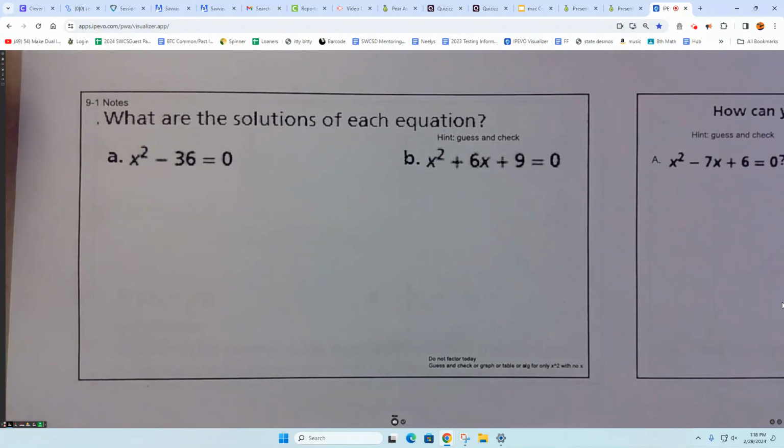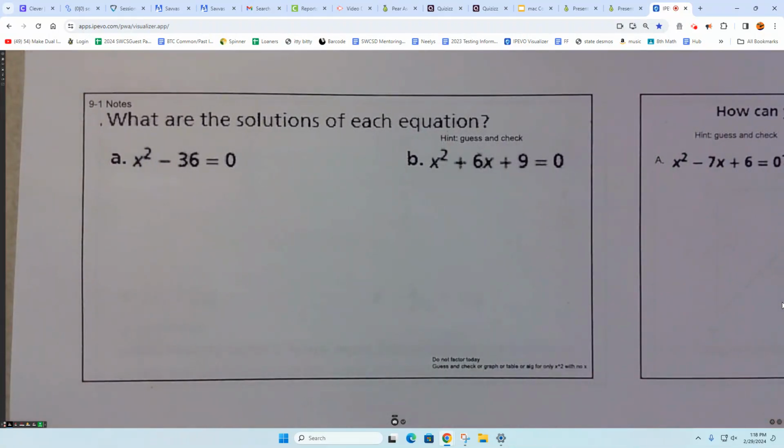I put down here, we're not going to do the best method. I want to do guess and check to start. Can anyone tell me what they think the answer is? 4. Okay, so 4 squared is 16. Minus 36. It's wrong.